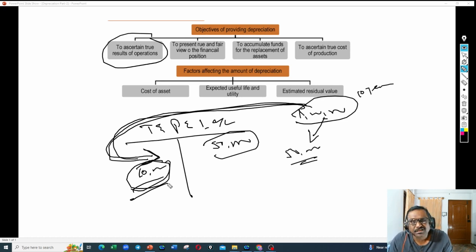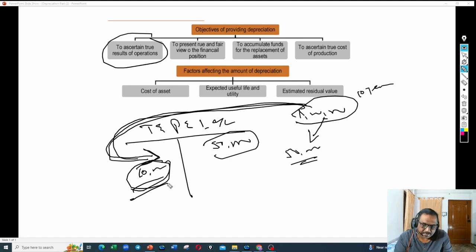How can I say true results of operations? This 1 lakh is part of my operations. I used the 1 lakh asset for generating the revenue. When I'm generating the revenue by using that asset, don't you think I have to debit the proportionate cost of the asset in my P&L account? I have to debit it. If I don't do that, what will happen? I'm not ascertaining the true results of the operation.